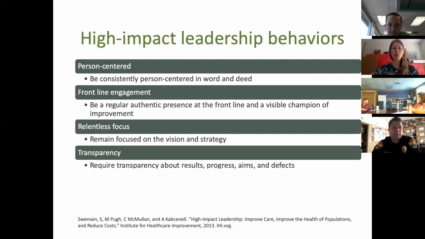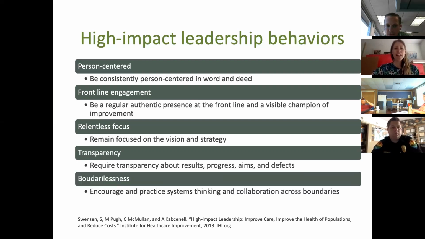Fourth is transparency. Require transparency about results, progress, aims, defects. This is something like sharing our improvement data. Of course, it's aggregate. It doesn't have patient identifiers. So sharing our improvement data with patients, with staff, being transparent about it. Sharing what our gaps are. What are our quality gaps that we're trying to close, and what are our aims?